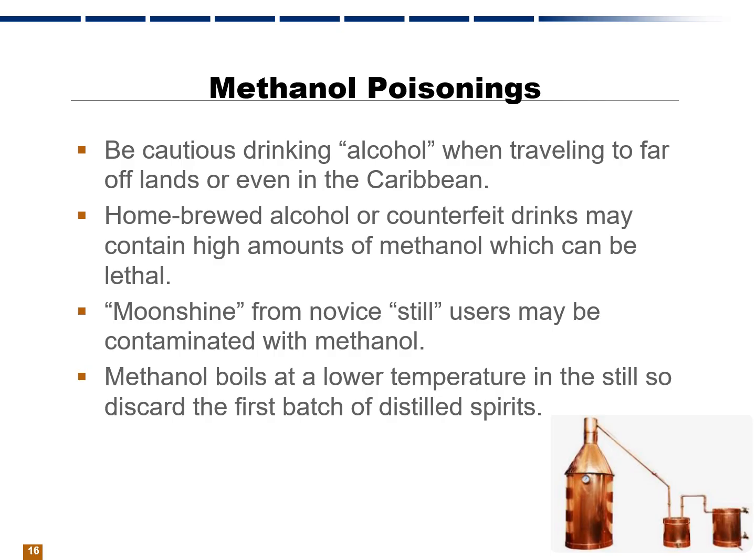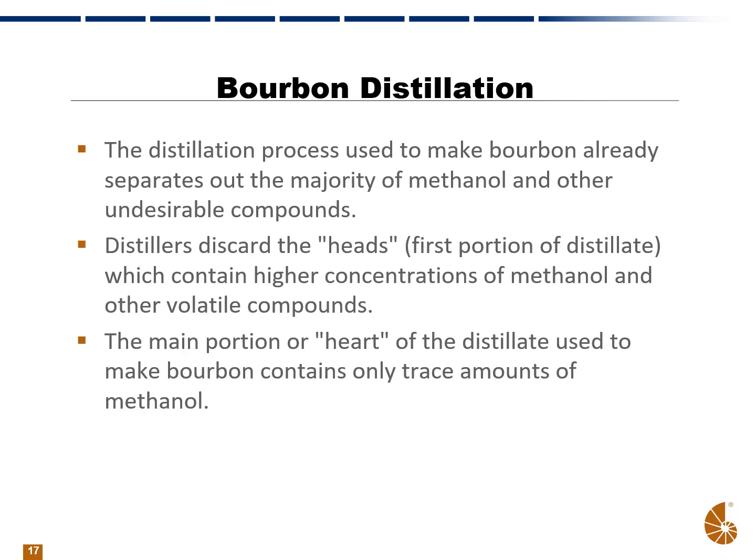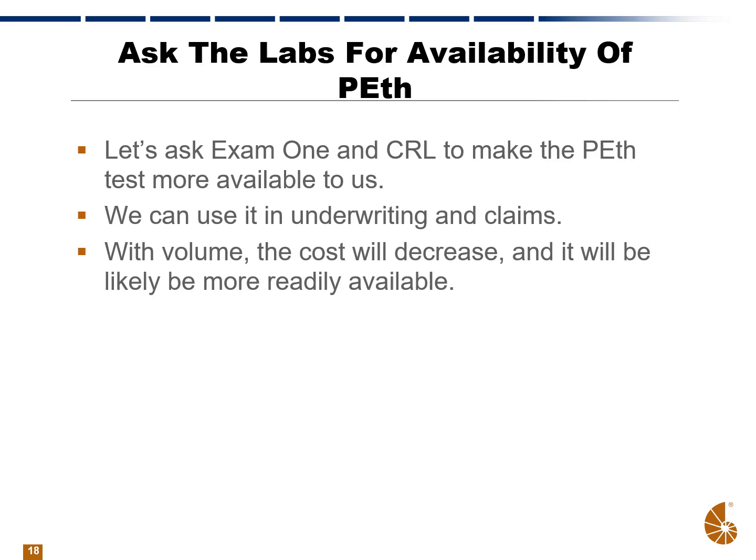So you're supposed to discard the first batch of distilled spirits to get rid of the methanol part of the distillation process. And even in today's bourbon distillation, manufacturers of bourbon discard the first portion of the distillate, which is called the head, because that has the higher concentrations of methanol. And then they retain the heart of the distillate, which only contains trace amounts of methanol. But virtually every alcoholic beverage has some methanol contained in it.